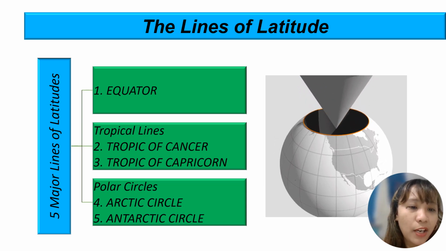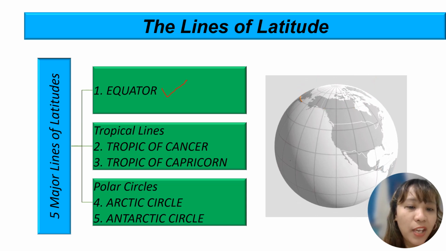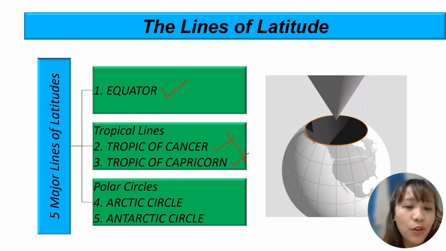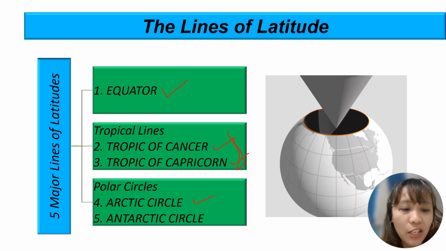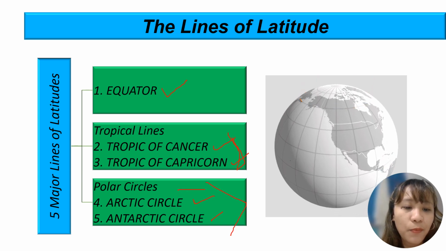First one is the equator, then the Tropic of Cancer, number 2, Tropic of Capricorn. These two are also known as the tropical lines. Then of course number 4 is the Arctic Circle and number 5 is the Antarctic Circle. These two are also known as the polar lines.